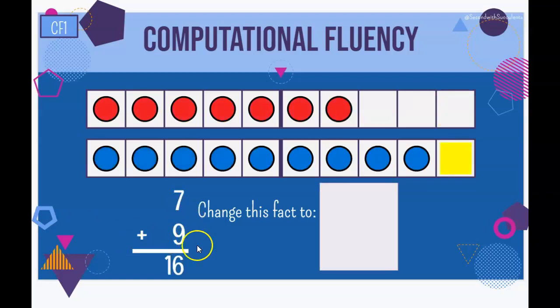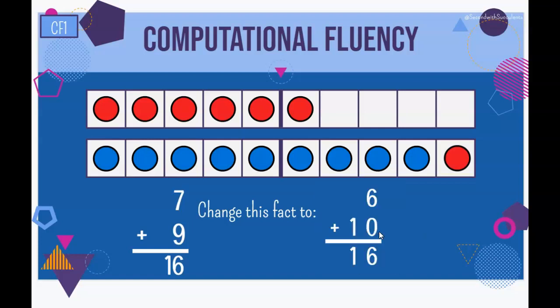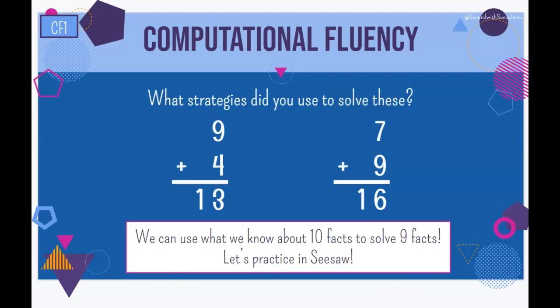If I have 7 plus 9, how can I change this to an add 10 fact to help me solve it very quickly? I can take my red dot and move it to fill up my 10 strip. Show a connection if that's what you were thinking. Then my equation looks like this. 6 plus 10 equals 16. Now we use some strategies of what we know about 10s facts to solve our 9 facts.